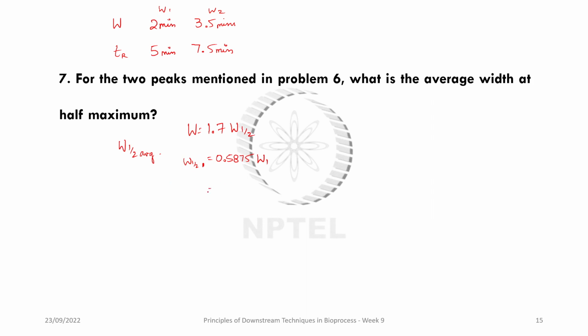So what do we have here? So half width 1. Should I call it A or something? Maybe that's better. Let's call this A. So this is 0.5875 into 2 minutes, correct?